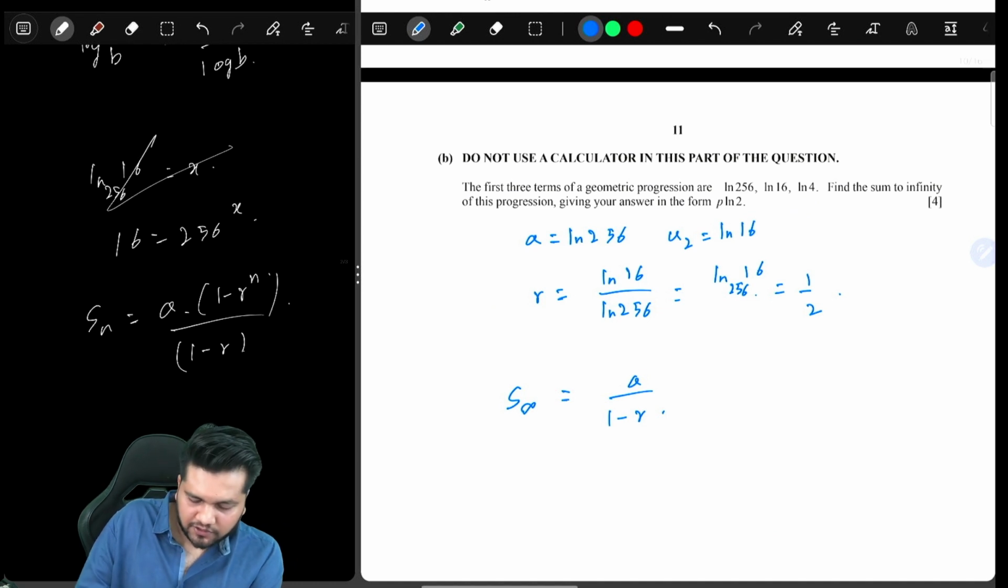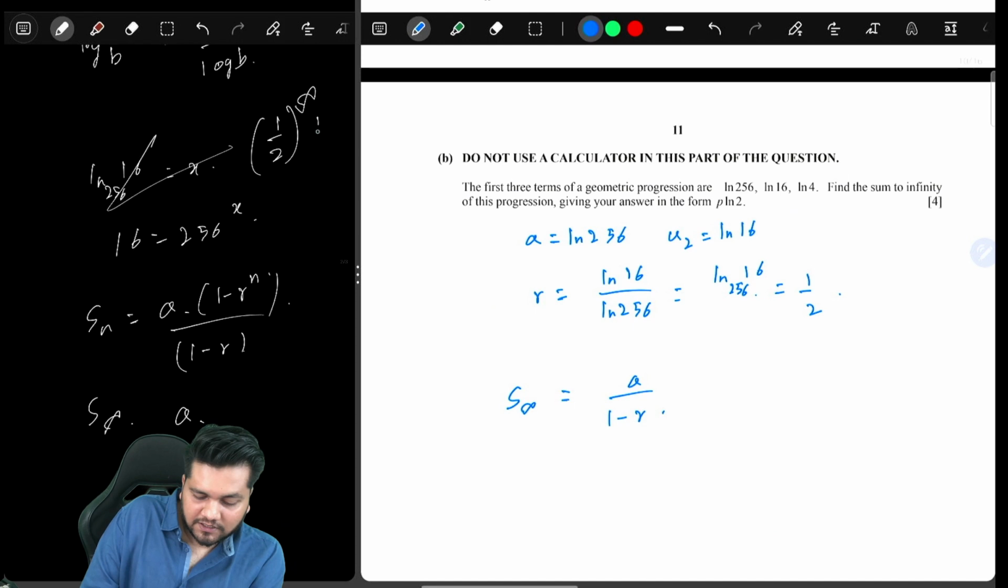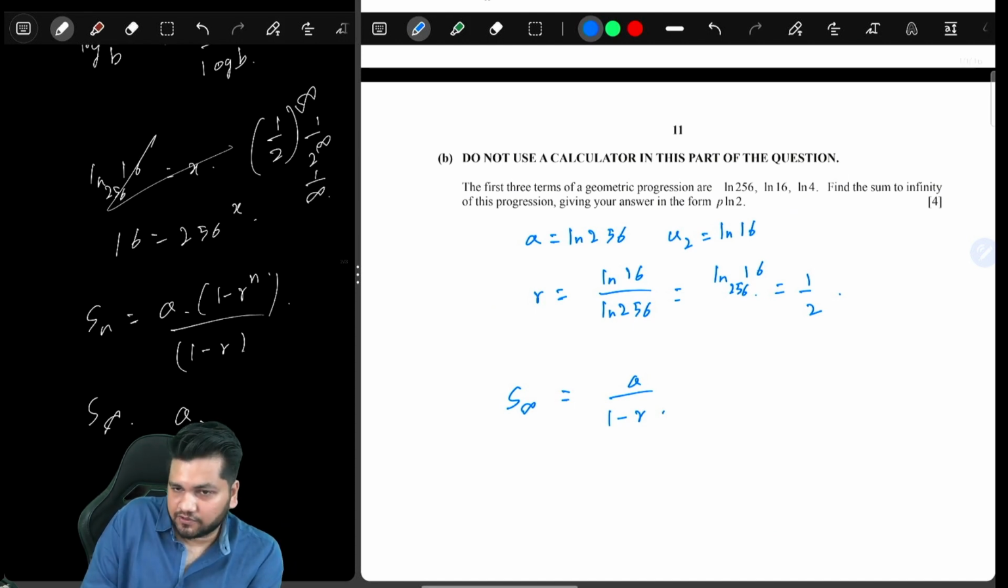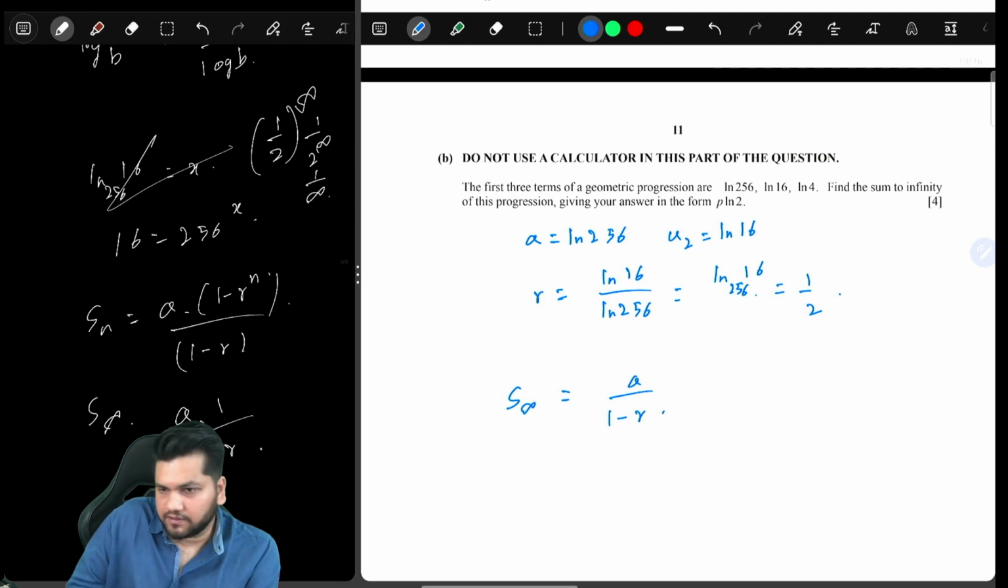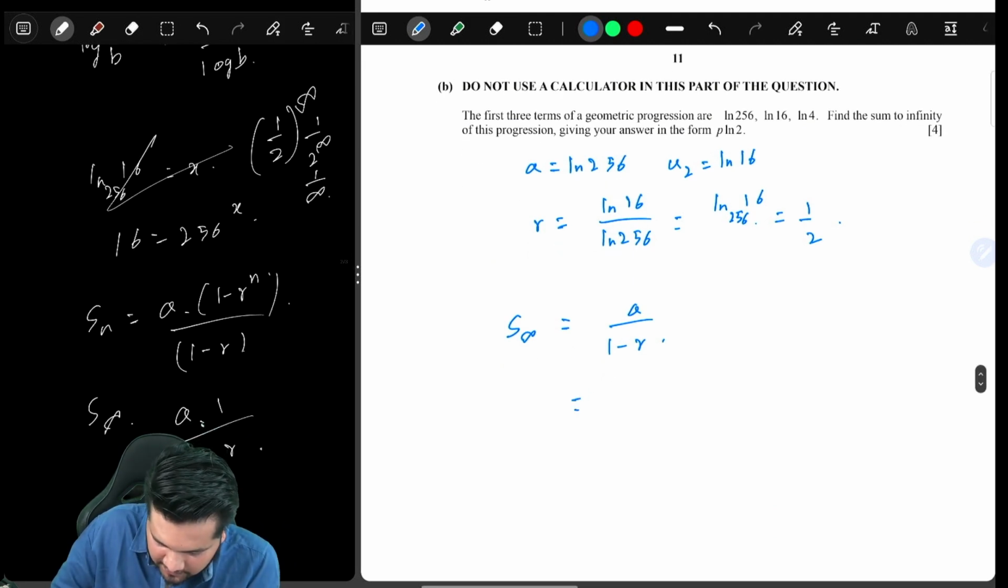But if the common ratio is less than 1, for the sum to infinity, remember that this is obviously going to be 0, because the common ratio is 1 by 2. So 1 by 2 to the power of infinity is 1 by a huge number, which is going to be 0. So it's going to be A into 1 upon 1 minus R, which is A upon 1 minus R. And here A is ln 256.